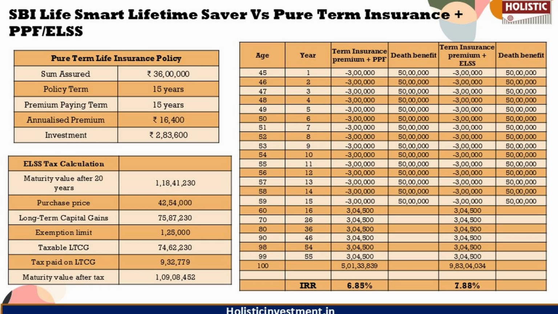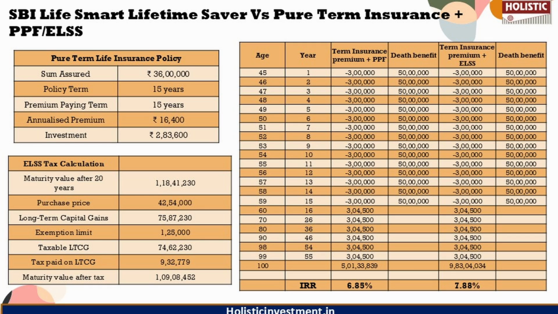As the accumulated corpus through investments will take care of your post-retirement needs, the life coverage is assumed till 60 years. So we have taken up a pure term life insurance policy for life coverage. The cash bonus starts yearly in the SBI life policy. However, the guaranteed survival benefit starts after the end of the premium paying term. So for this comparison, annual withdrawal starts after the end of the premium paying term.